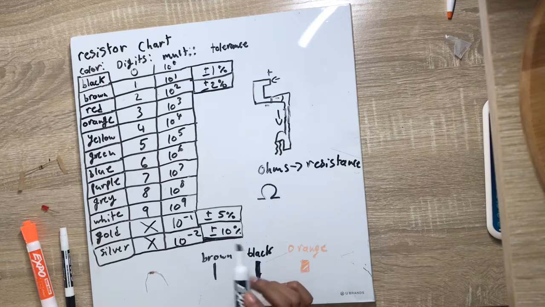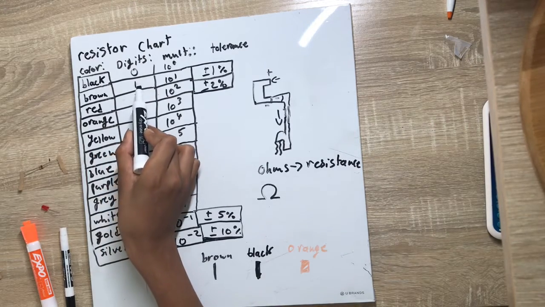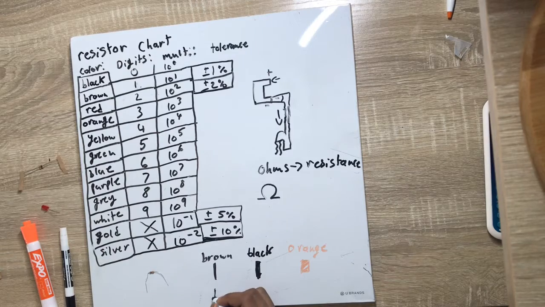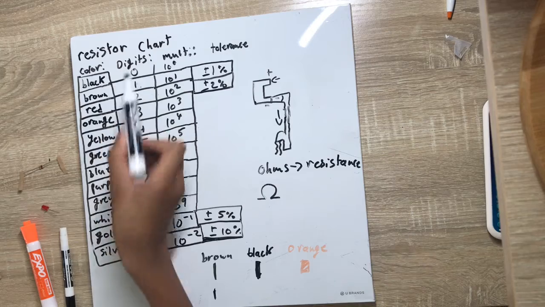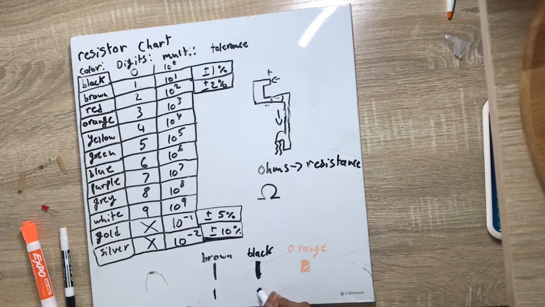These 2 values tell us the digit number of the resistor. So the first stripe was brown, so brown is 1. So I write 1. Next, black. Black is 0, so we write 0. So we know that our first digit value is 10, just like that. Brown and black, the stripes together, make it 10.